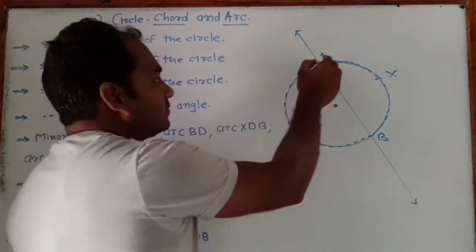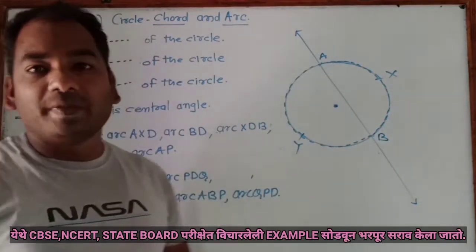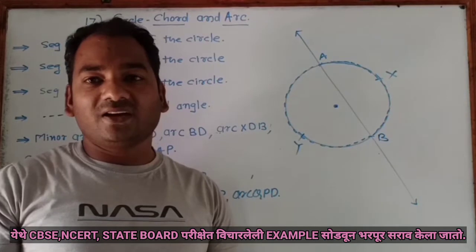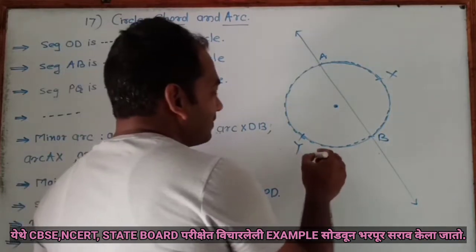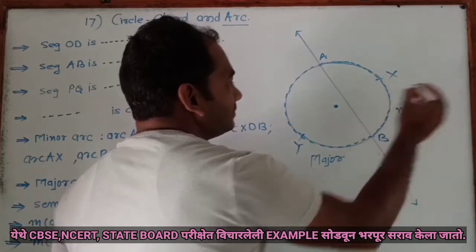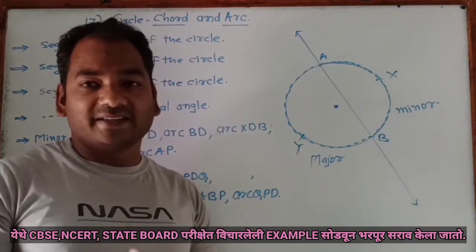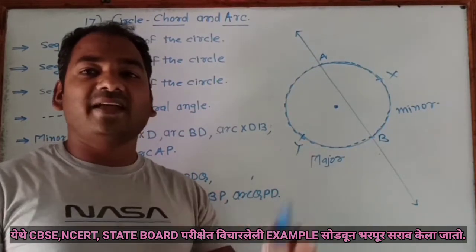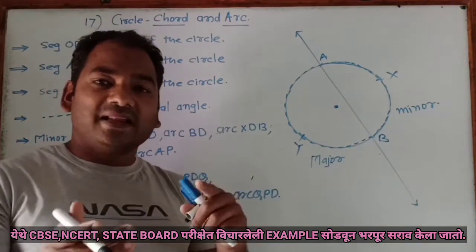Similarly, this one arc, that is AYB, this part, is called major arc. And this arc contains the center of the circle in its interior. And that's why we say this is a major arc. This is major arc and this is minor arc. Now, one important thing that we have to understand here is that major arc measures always greater than 180 degree, and minor arc measures always less than 180 degree.